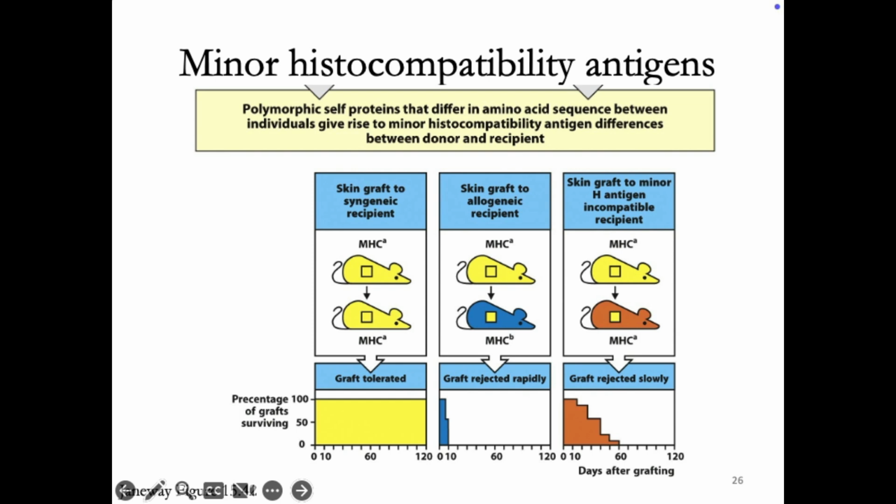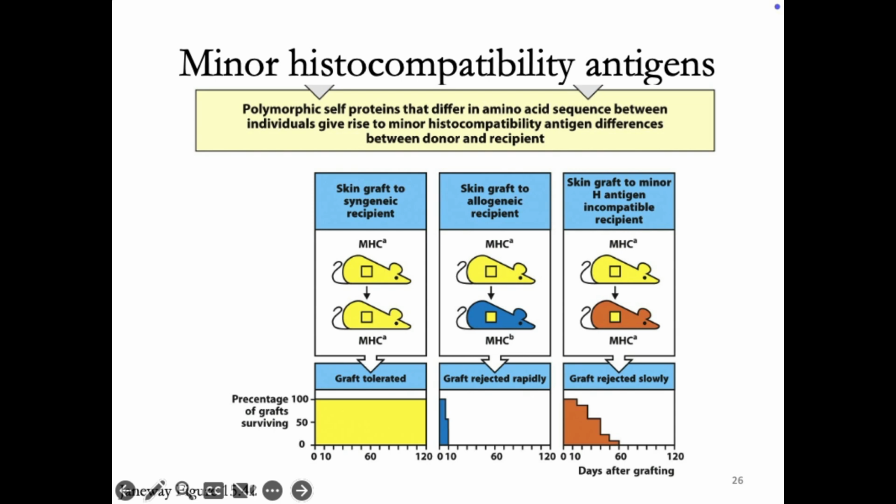One thing I will say is that in general, if you have a mismatch in major histocompatibility, that graft is going to get rejected pretty rapidly. If the only mismatches are in minor histocompatibility, you will still see acute rejection, but it will be a little bit slower. Because of course, MHC is on every single cell, and there's huge amounts of it.